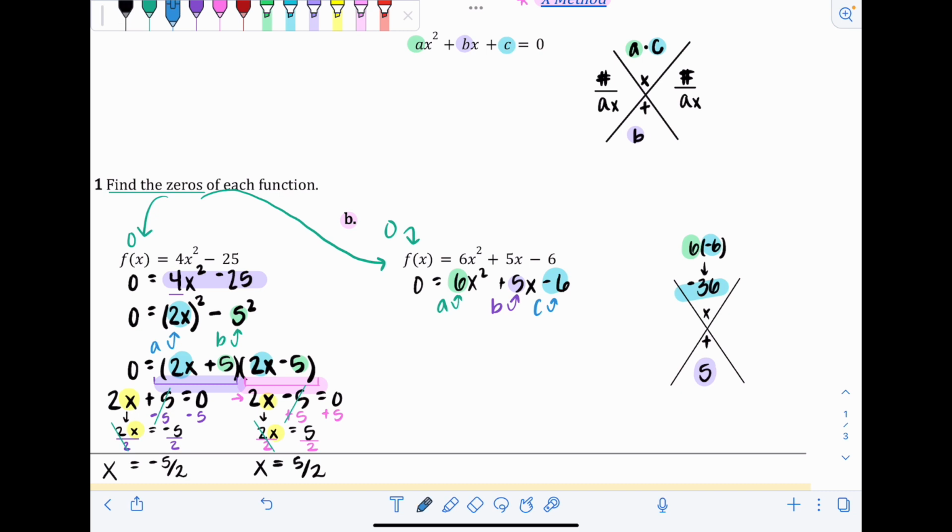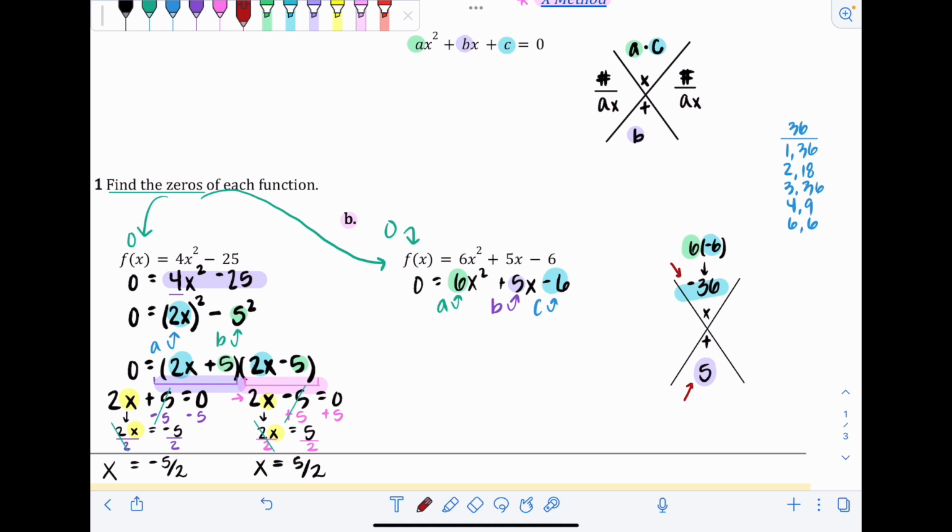So for my factors of 36, and I'm not going to worry too much about the negative yet, 36 can be 1 times 36, 2 times 18, 3 times 12, 4 times 9, or 6 times 6. So now if I need to multiply to a negative 36, one of my numbers will have to be negative, because a positive times a negative would give me a negative. And then I also need to find the pair that would add up to a 5.